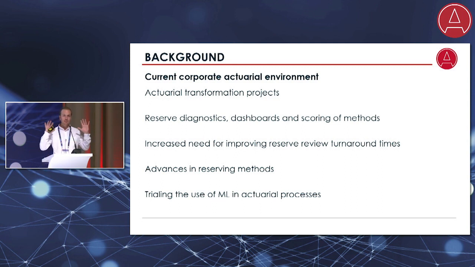If we take a step back and look at our current corporate actuarial environment, at the moment there's a lot of transformation projects happening. We especially see this in the London market. I guess they have big budgets for it as well. But we also see it in Australia and in the Asian market, and now South Africa. Everyone's talking about what a digital transformation project looks like in reserving or pricing or whatever. We also see that we're using more clever diagnostics to speed up our reserve review. So we create all these potential scoring methodologies for certain reserving methods, or we create visual dashboards in Power BI and these sorts of things.